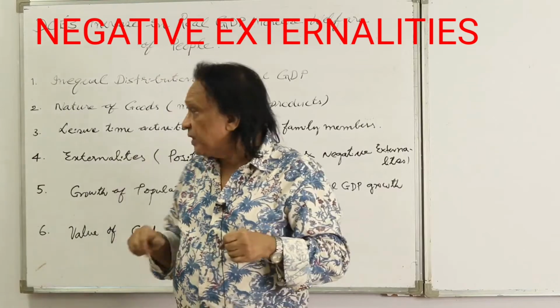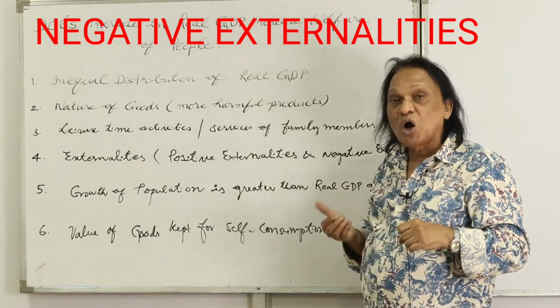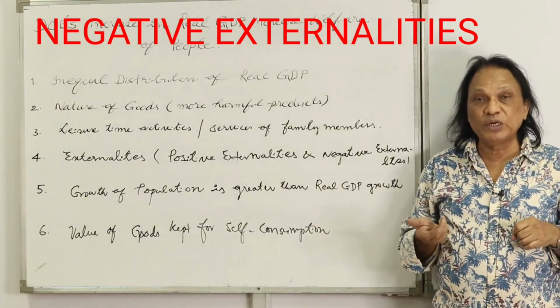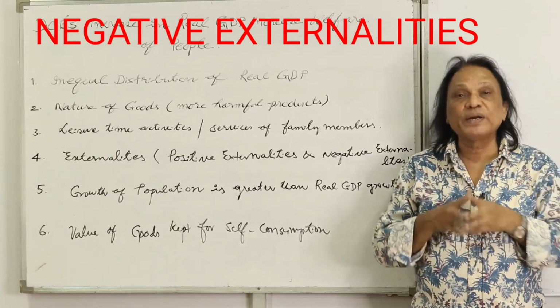So now I repeat once again, externalities. Externalities are harms or benefits caused to an individual for which no one is paid for or penalized. There are two kinds of externalities.